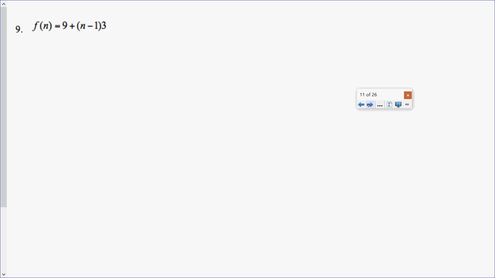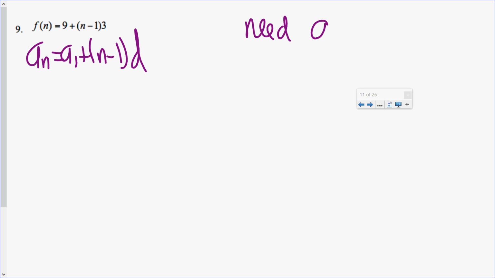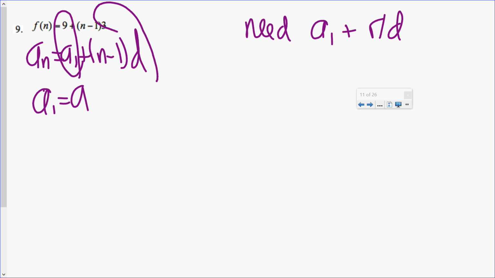Let's take a look at 9. Well, which form is this in? I see a_n = a_1 + (n - 1)d. So, again, I need to write a sequence, whether it's explicit or recursive, using a_1 and r or d. So a_1 is 9. d is 3. Right, 9 looks like an arithmetic sequence.